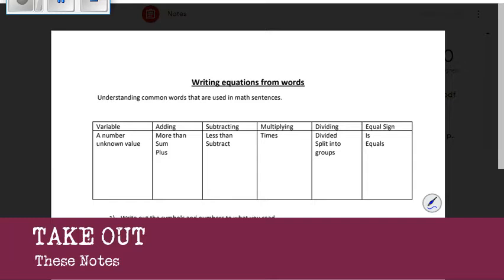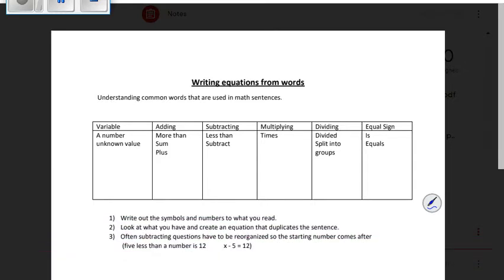All right, let's take a look at writing equations from words. One of the main things that you need to understand is if they use the term a number, what they're basically talking about is a variable, so it could be an x, y, or z, right? If they say an unknown value, same thing, it's an x or y or z.